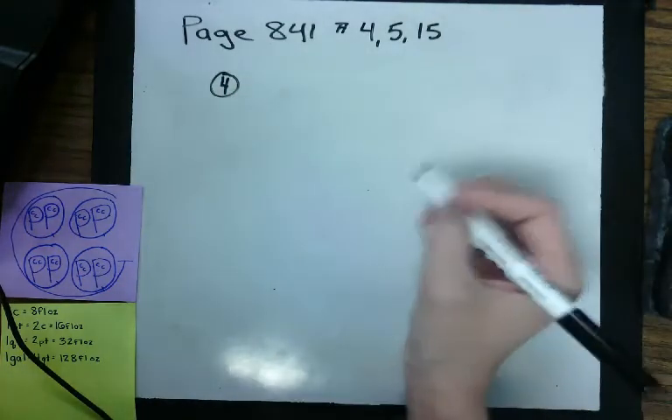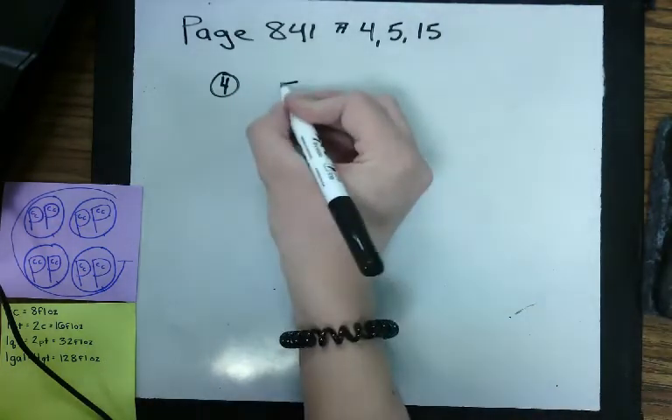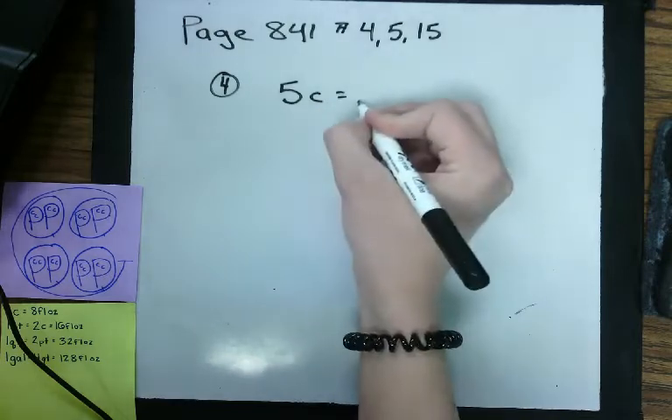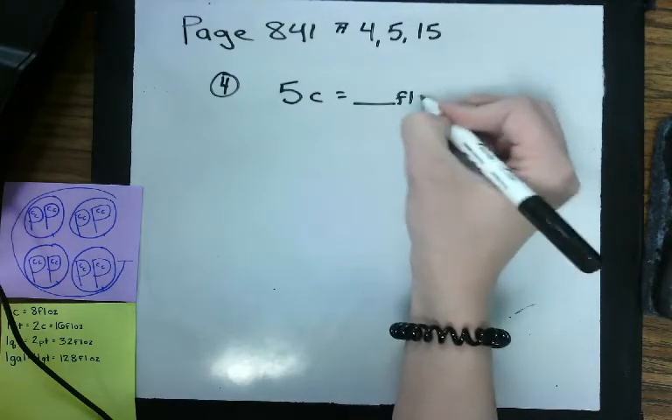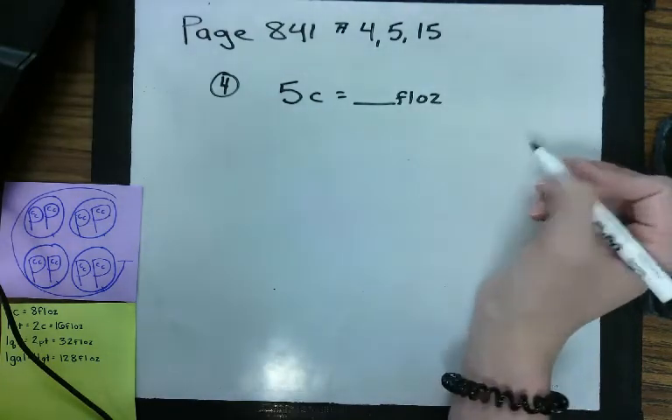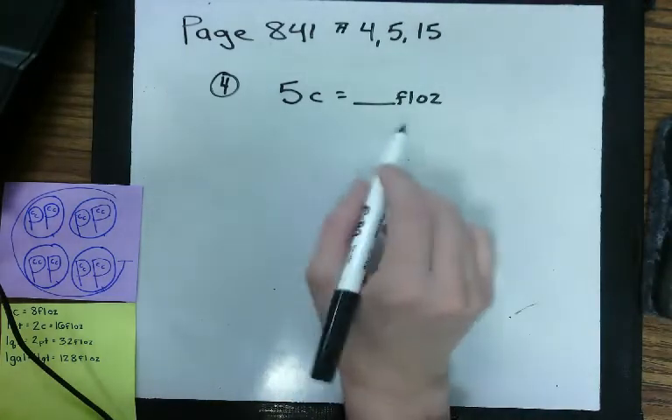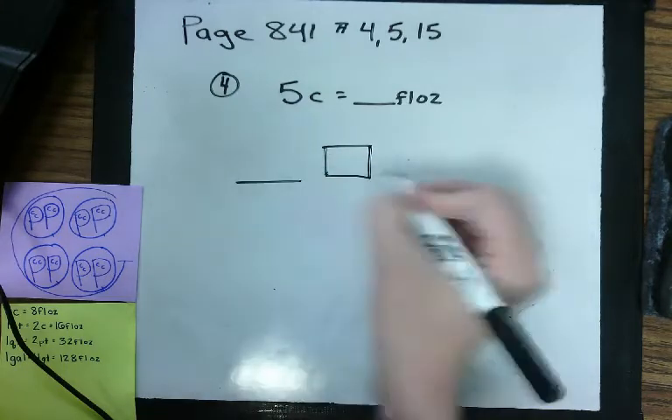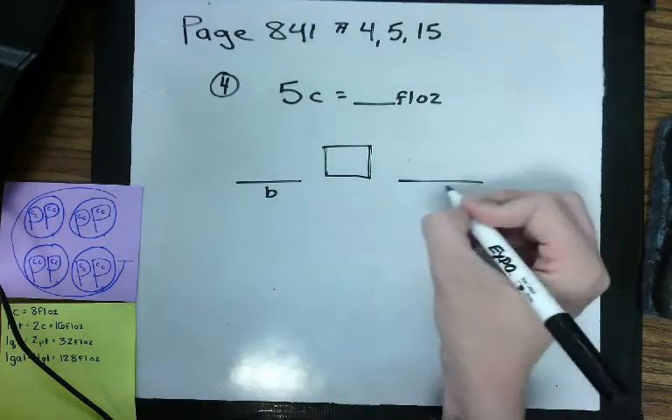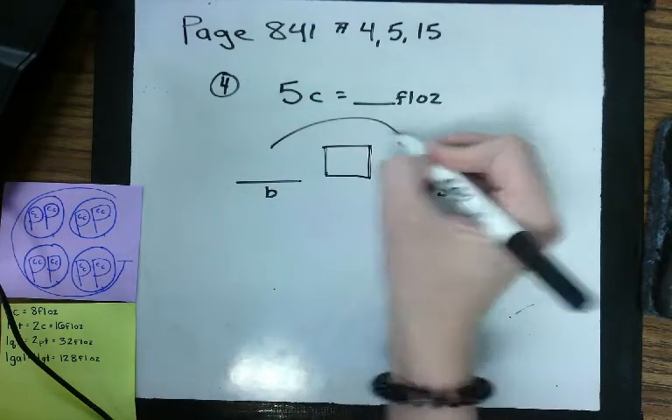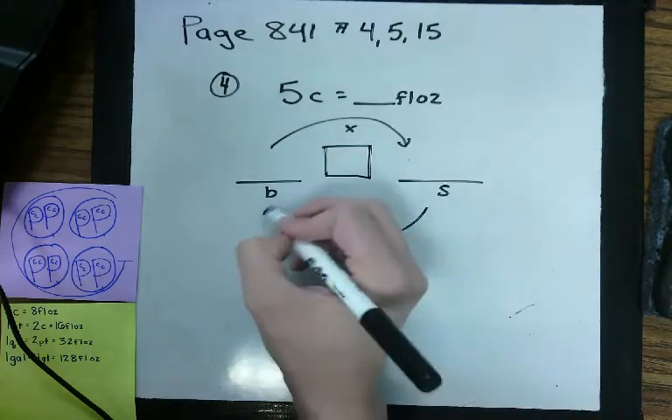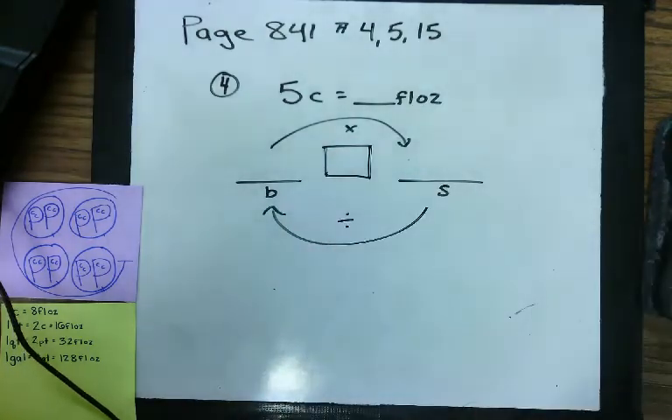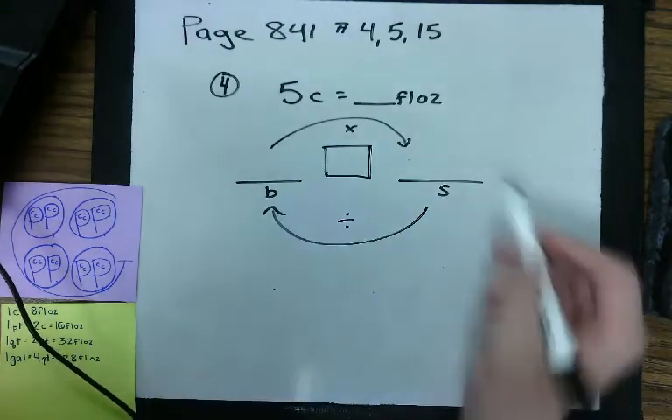Alright, we're going to start out with number 4. Number 4 gives us 5 cups and asks us how many fluid ounces is that. Okay, we think about the fact that we know fluid ounces are smaller than cups, and we're going to use our conversion calculator. Big, small, to the right we multiply, to the left we divide. Hopefully you're getting very used to that by now.